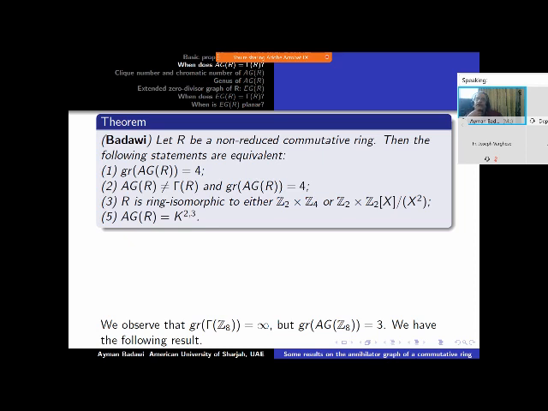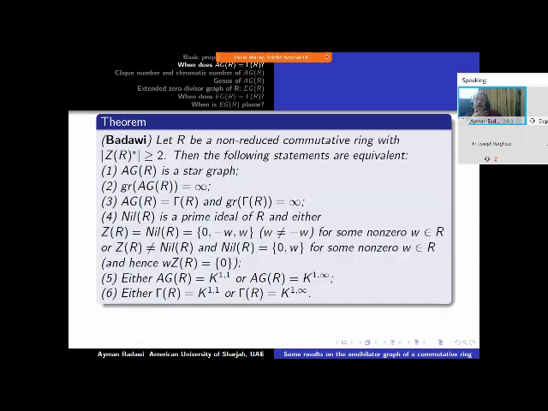Okay, this is the kind of thing that I like, 1 and 3. As I told you, graphs are beautiful by themselves as a subject. But here, the connection between the graph and the ring structure, 1 and 3: if I know the girth of the annihilator graph of R is equal to 4, then I know how the ring looks like. It has to be this.